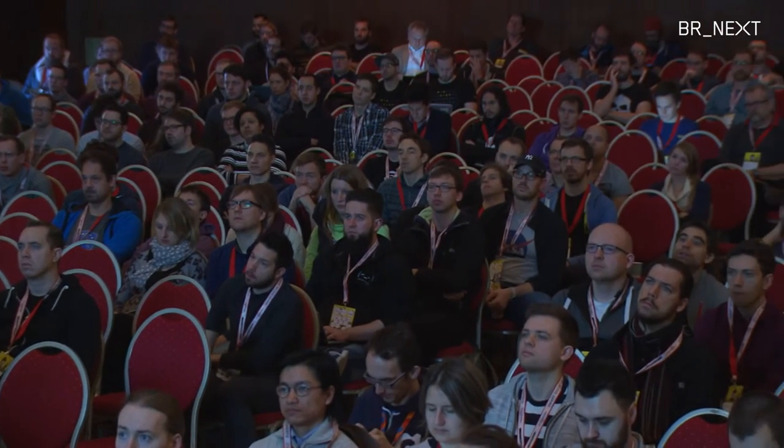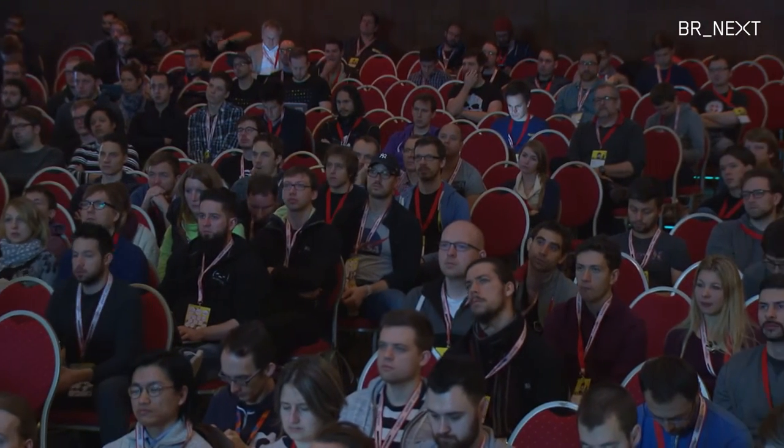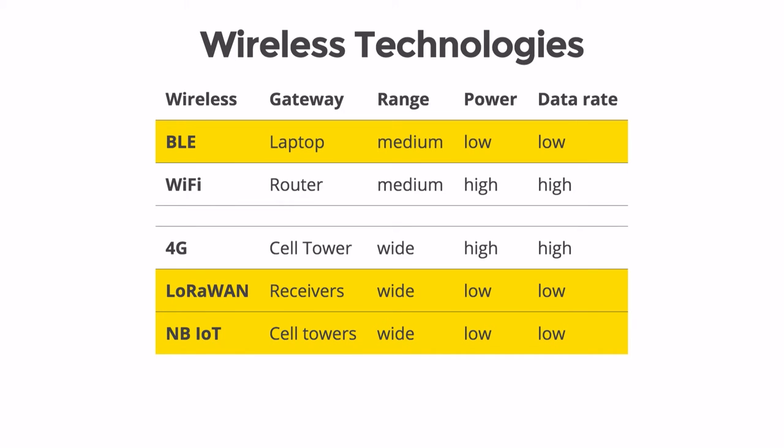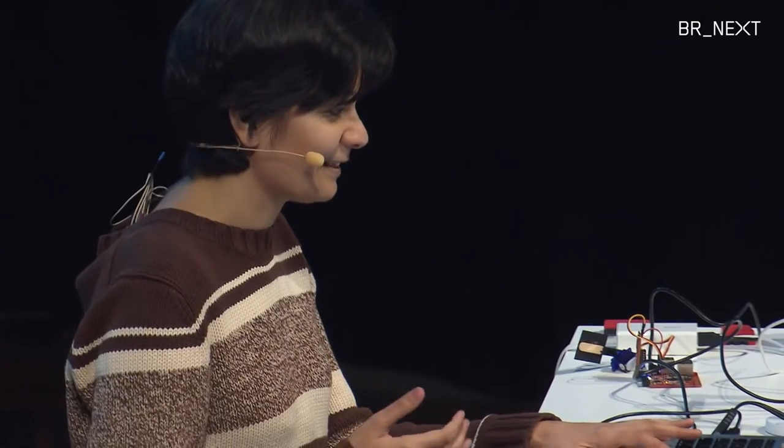How about wide area wireless communication? It's something that's found on your cell phone. But I want to talk about two more wireless technologies, which are LoRaWAN and NB-IoT. The difference from conventional cellular wireless technology is that LoRaWAN and NB-IoT are low power and low data rate, which means you have low-cost, low-power sensors running for years on a single coin cell. Imagine the potential for industrial IoT systems or Internet of Things systems.